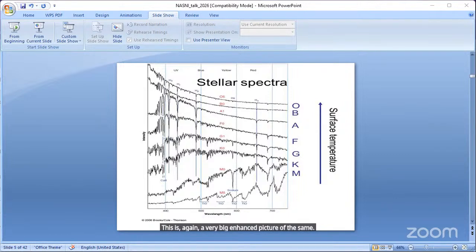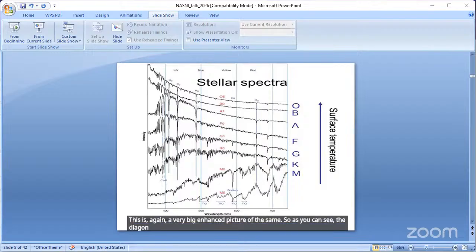So as you can see, the diagonal part is known as the main sequence stars. And on the right side, you have giants and supergiants, for example, Betelgeuse and all those things.